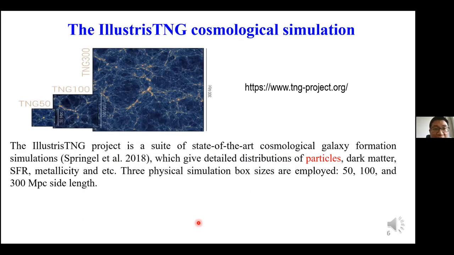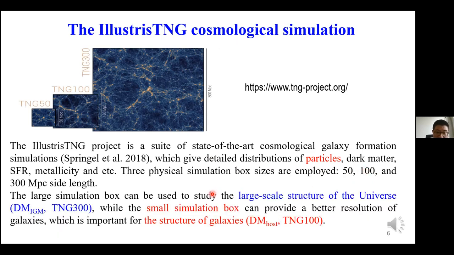In order to model the distributions of DM-IGM and DM-host, we use the state-of-the-art IllustrisTNG cosmological simulations. This simulation gives detailed distributions of particles, dark matter, star formation rates, metallicity, and electrons. Three physical simulation box sizes are employed: 50, 100, and 300 megaparsec side lengths. The large box can be used to study the large structure of the universe. For example, for DM-IGM we use TNG300, while the small box can provide a better resolution of the galaxy. So for the DM-host, we use the TNG100 simulation, because when our work was done, the data of TNG50 was not released.